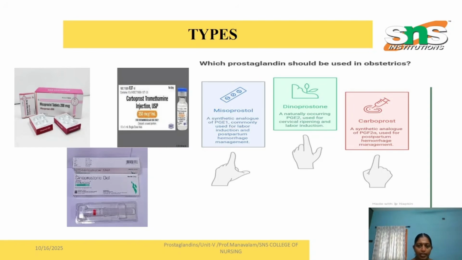Next, move on to the dinoprostol. It is one of the naturally occurring prostaglandins, otherwise called PGE2. It is commonly used during the time of induction of labor. It is the common drug used for induction of labor. It is mainly helpful for cervical ripening and labor induction. And the last one is PGF2 alpha, otherwise called carboprost. It is also a synthetic form of prostaglandin. It is also mainly used for postpartum hemorrhage management.